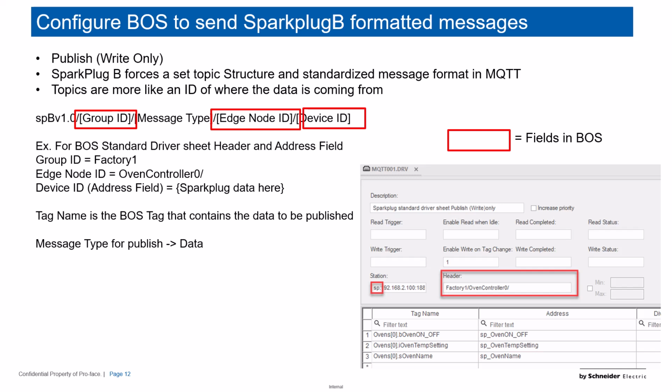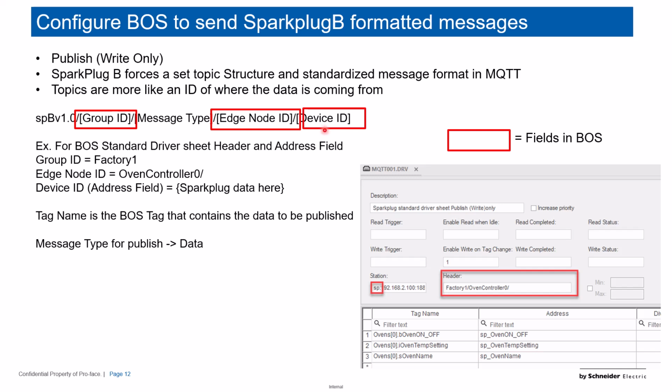The next place in this message is a message type, and in Sparkplug B there are different message types. Typically, when we're publishing, this is going to be a data publish. So for publishing, we're going to be publishing data. Then the next field, again, we need to define in Blue Open Studio, and this is where we're saying this is our oven controller.